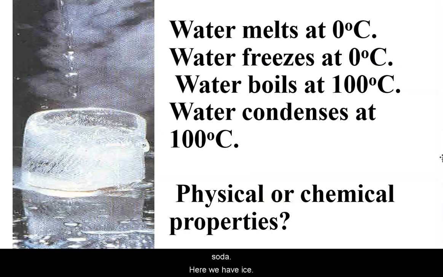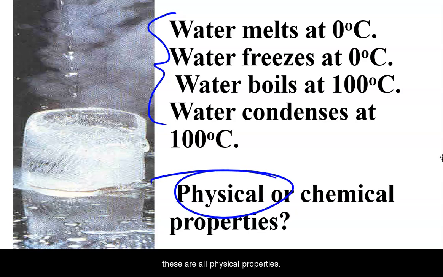Here we have ice. We know water melts at 0 degrees Celsius. Water freezes at 0 degrees Celsius. Water boils at 100 degrees Celsius and condenses at 100 degrees Celsius. Are these physical or chemical properties? These are all part of your water cycle, so we know that these are all physical properties.